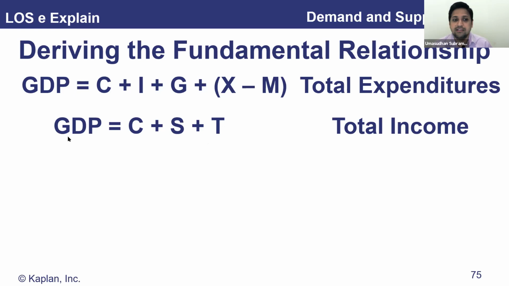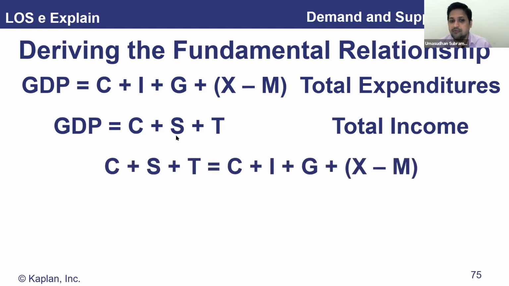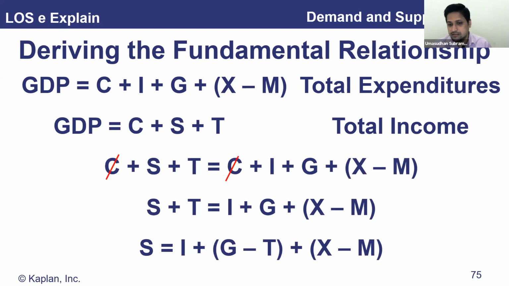So one way to look at it, how do you understand this? Your income approach is C plus S plus T. On your income, you consume, you save, you pay taxes, and that is your income approach, equal to your expenditure approach, C plus I plus G plus X minus M. This is what we call the fundamental relationship in economics.